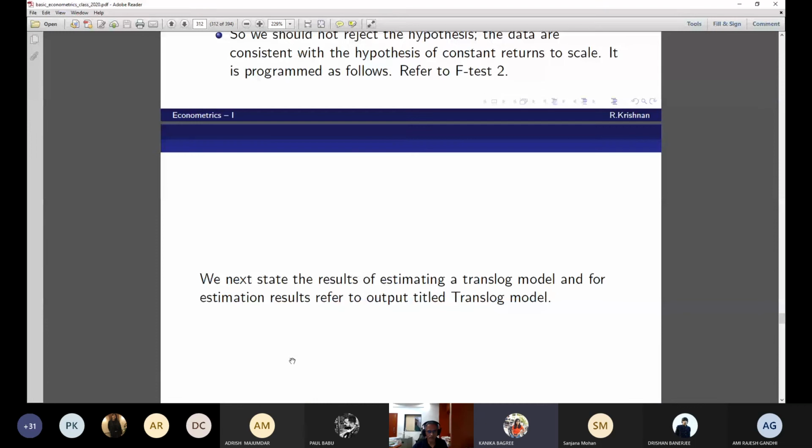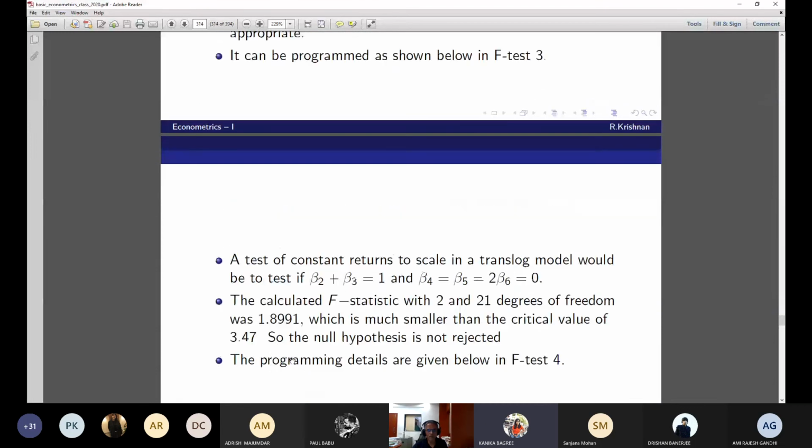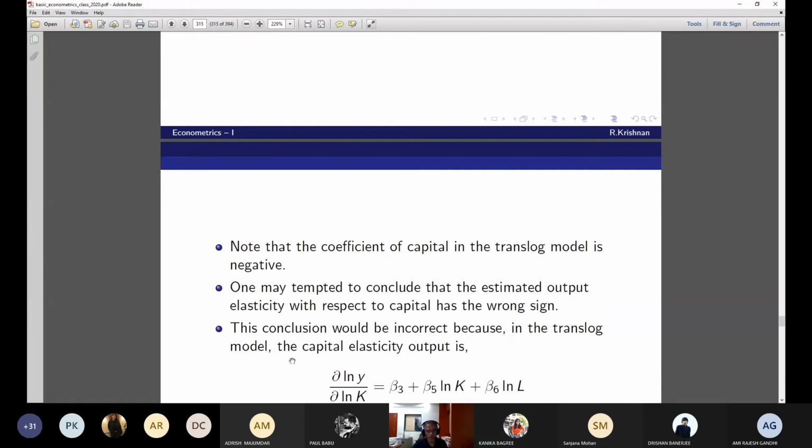Because we have to first convert the translog model into the Cobb-Douglas type model. No, you don't have to. This is wrong. Actually, beta 4 plus beta 5 plus 2 beta 6 equal to 0. Okay, the output is very clear, but this is not very clear. I'll have to check this.